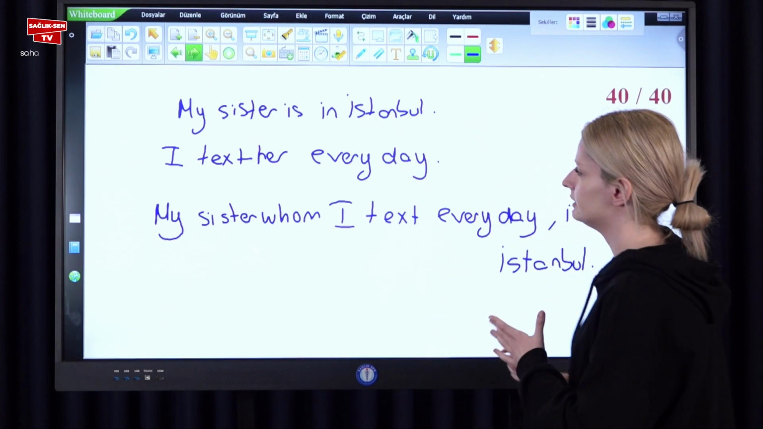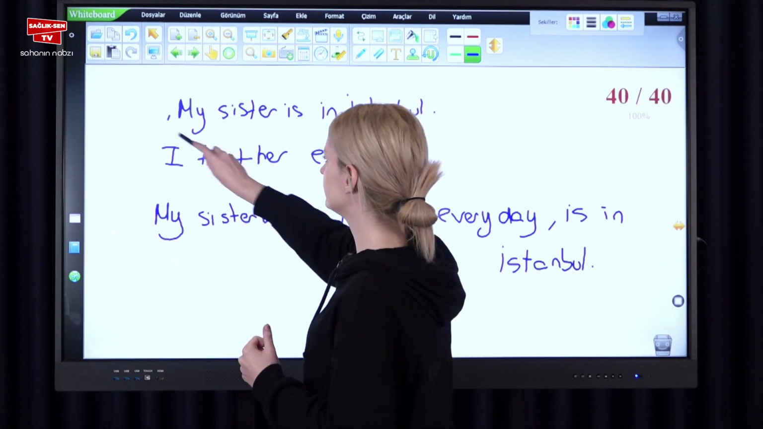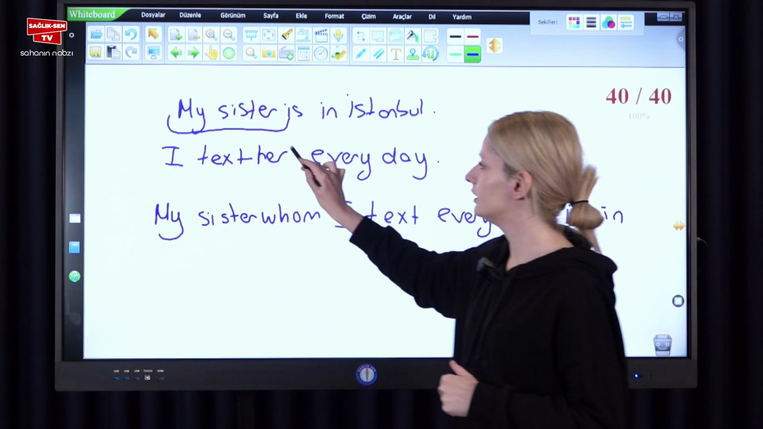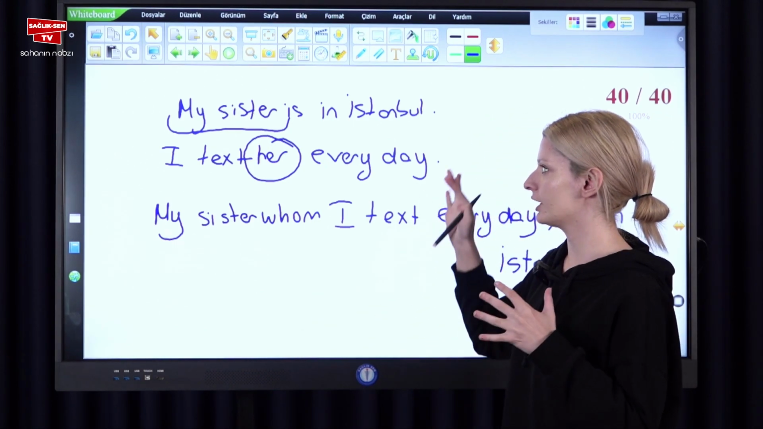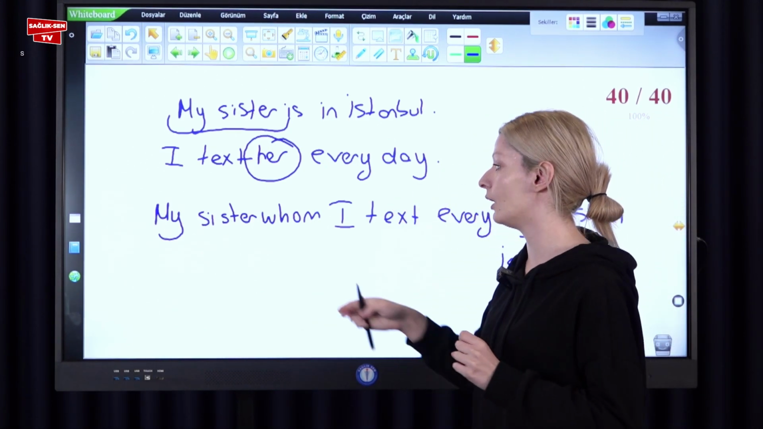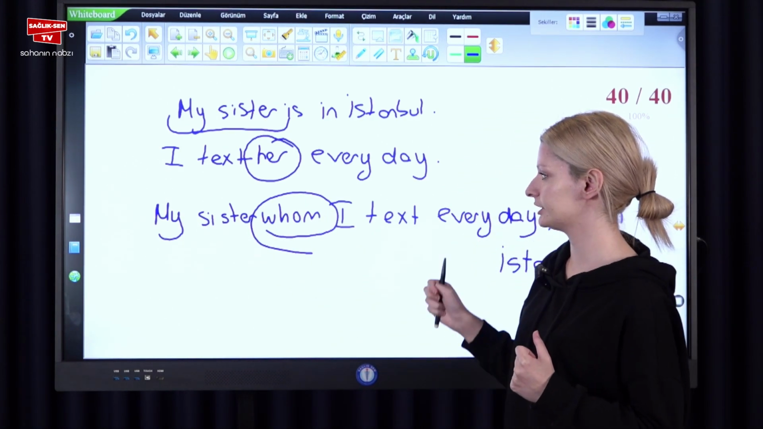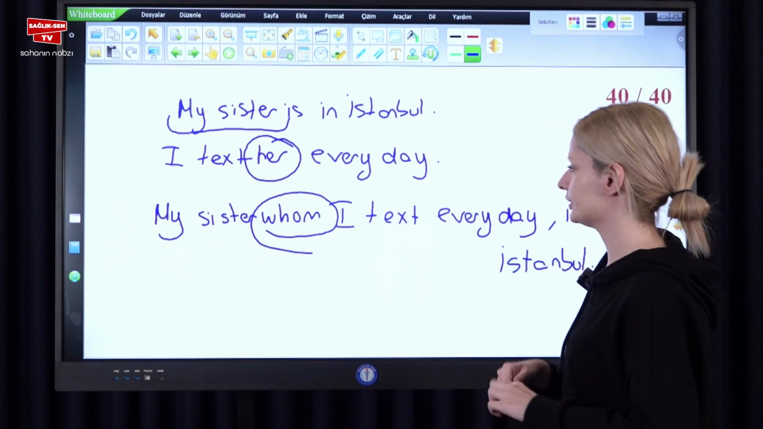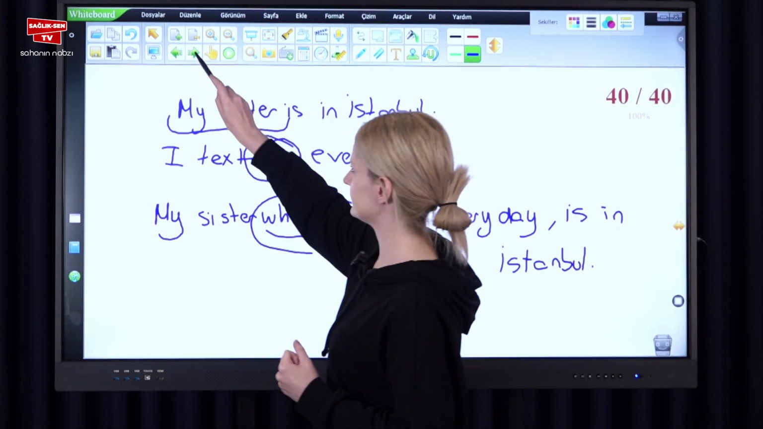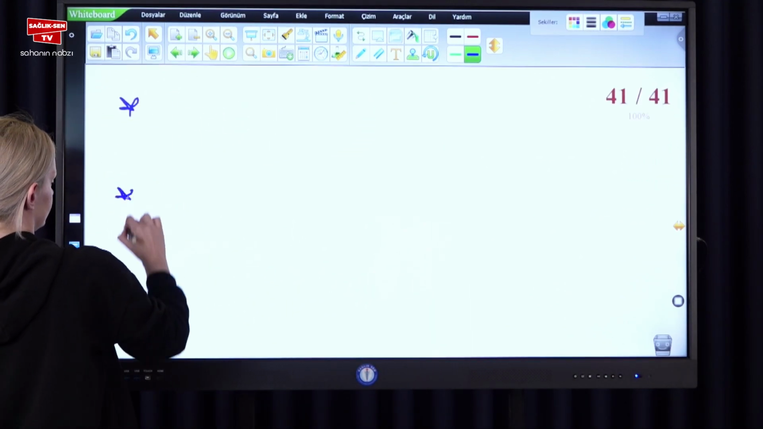My sister is in Istanbul. I text her every day. In the first one, it is used as the subject, and in the second one, you can see the object placement. So I am going to use the relative pronoun whom to connect these two sentences. My sister, whom I text every day, is in Istanbul. Let's do a couple more mixed exercises.